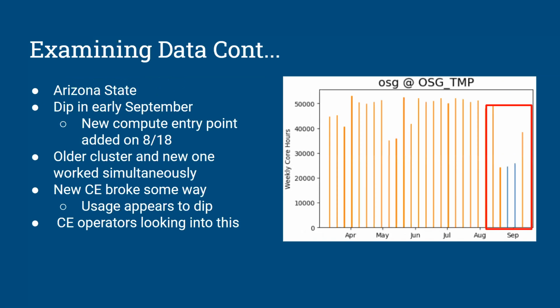And so for OSG Temp, this is Arizona State, we see a dip in early September. And we figured that this is because there was a new compute entry point added on August 18th. And so there was an old cluster and a new cluster working simultaneously, but the new CE broke. And so what happened was it was running on two separate ones. And if you look at the graphs from both of those clusters and combine them together, this blue line would eventually come up and meet the orange line, and it would look as normal usage. But because one of them broke, it detected it to be an outlier. And so currently CE operators are looking into this.